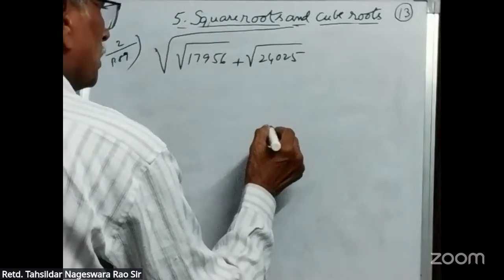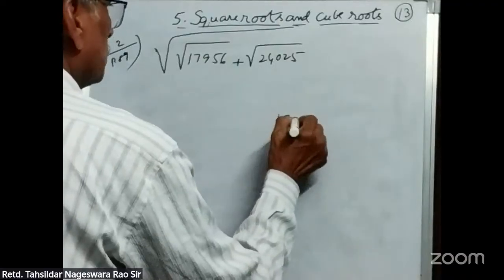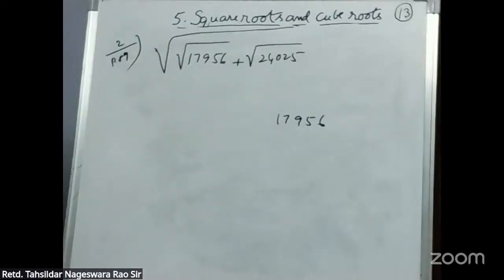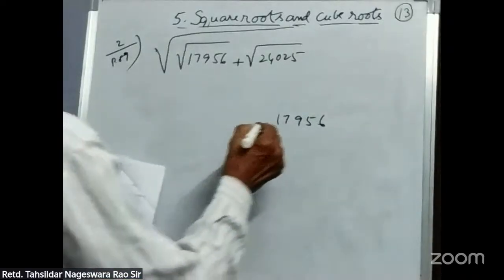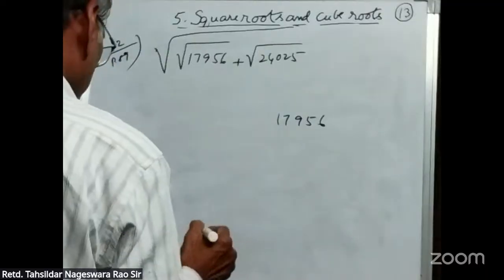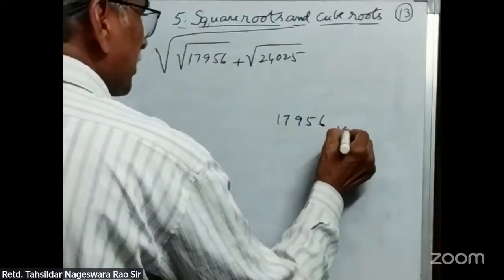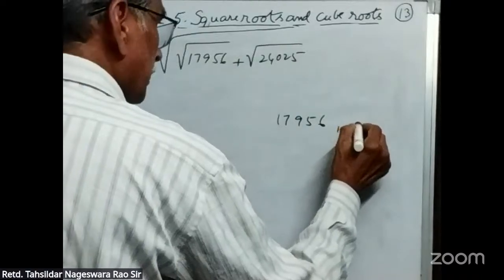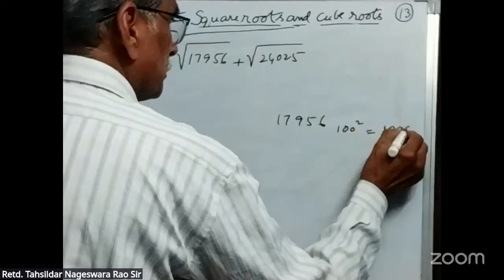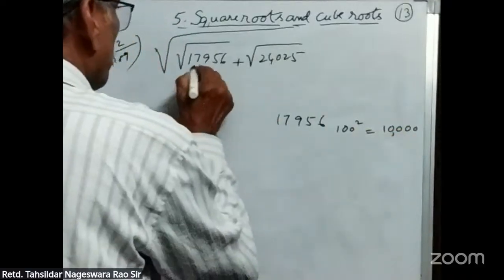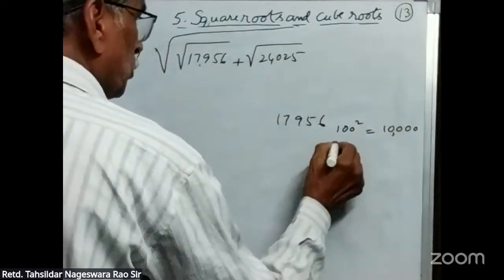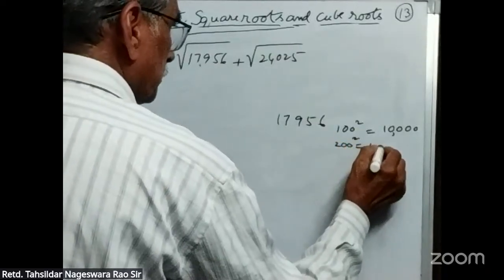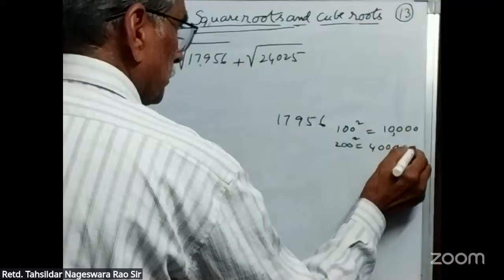Convenient method of obtaining square root. 17,956. Of course, my method is: 100 square is 10,000, 5 digits. 200 square is 40,000.